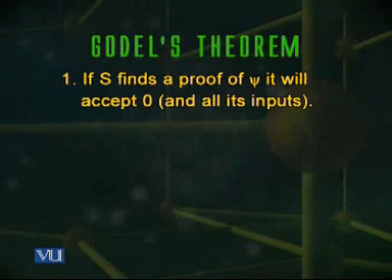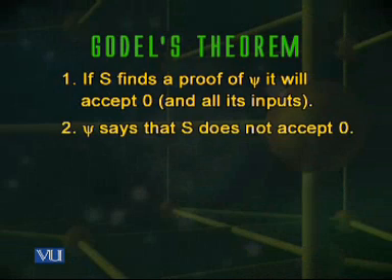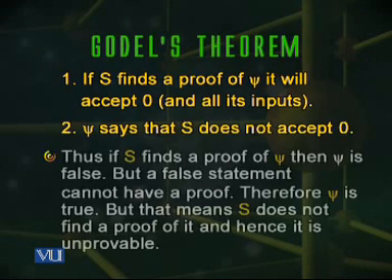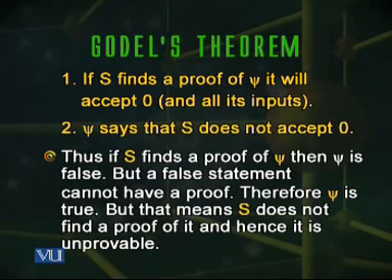If s finds a proof of psi, it will accept 0 and all its inputs. Psi says that s does not accept 0. Thus, if s finds a proof of psi, then psi is false. But a false statement cannot have a proof. Therefore, psi is true. But that means s does not find a proof of it, and hence this statement is unprovable.